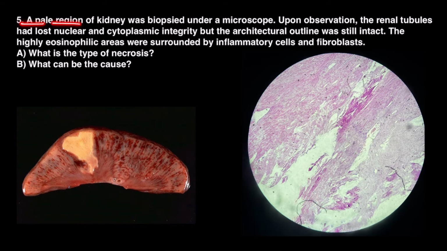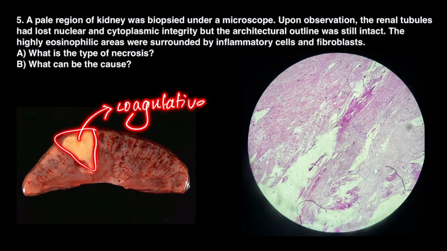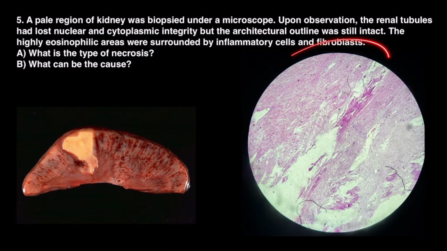A pale region of kidney was biopsied and examined under a microscope. Upon observation, the renal tubules had lost nuclear and cytoplasmic integrity, but the architectural outline was still intact. The highly eosinophilic areas were surrounded by inflammatory cells and fibroblasts. So here's your kidney and here's the pale region of the kidney. This pale region of the kidney has gone through necrosis, and the type of necrosis it has gone through is coagulative necrosis.